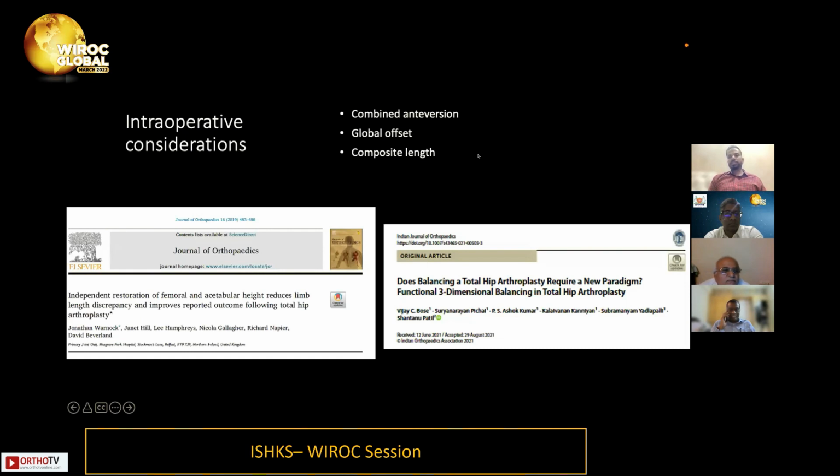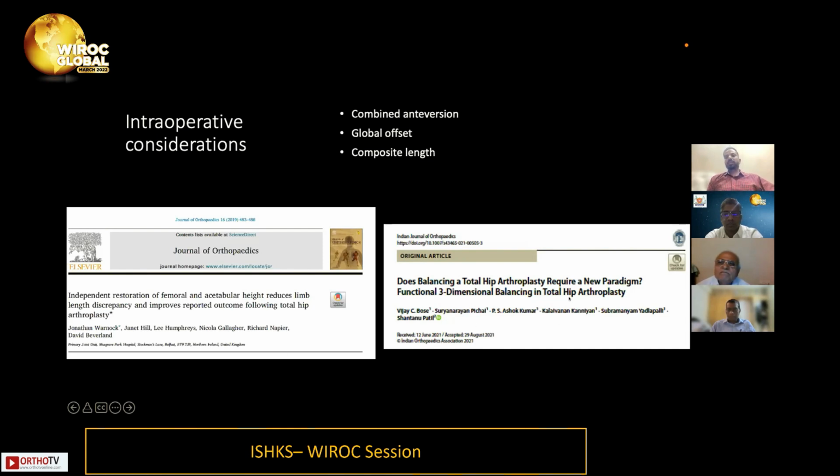Now, there has been a shift in paradigm with respect to the surgical techniques. We have the Biberland pathway, which looks at independent restoration of femoral and acetabular heights by positioning the acetabular component at the level of the inner margin of the transverse acetabular ligament and recreating the femoral neck length and offset options, calibrating this based on the head size and the liner thickness so that you restore the leg length to the pre-arthritic level.